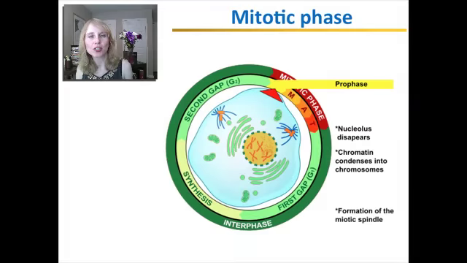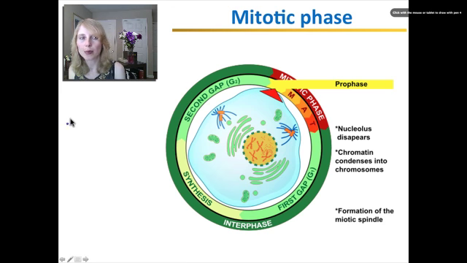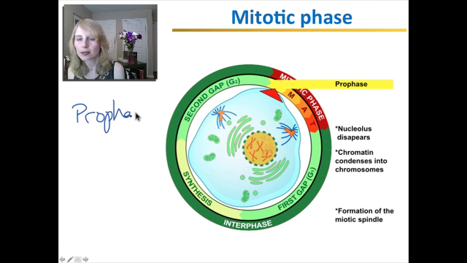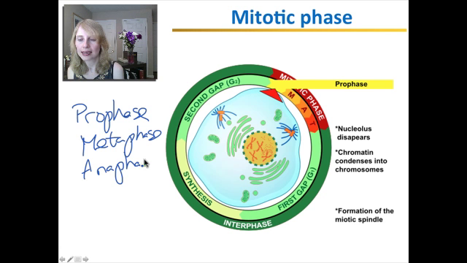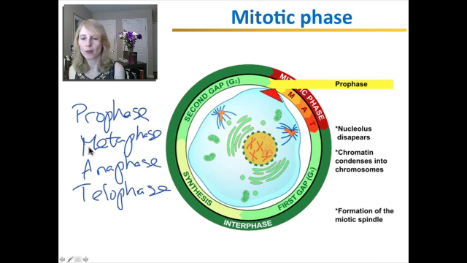Now we get to the stages of the mitotic phase, which, just to remind you, is divided into two big parts: mitosis, which is the division of the chromosomes, and cytokinesis, the division of the cytoplasm. Then mitosis can be separated into four major phases: prophase, metaphase, anaphase, and telophase. The way you can remember the order of these stages is just remember PMAT.